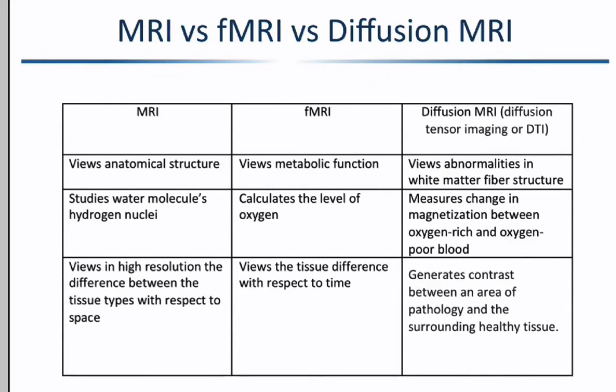MRIs basically view the anatomical structure. fMRIs are looking at metabolic function. And diffusion MRI can actually detect abnormalities at the level of white matter fiber in the brain. So they all do slightly different things, but they're basically for the similar purpose of examining physical structures in the brain. So it's not measuring electricity, it's not measuring chemicals, it's actually looking at the different physical structures of different aspects or different parts of the brain.